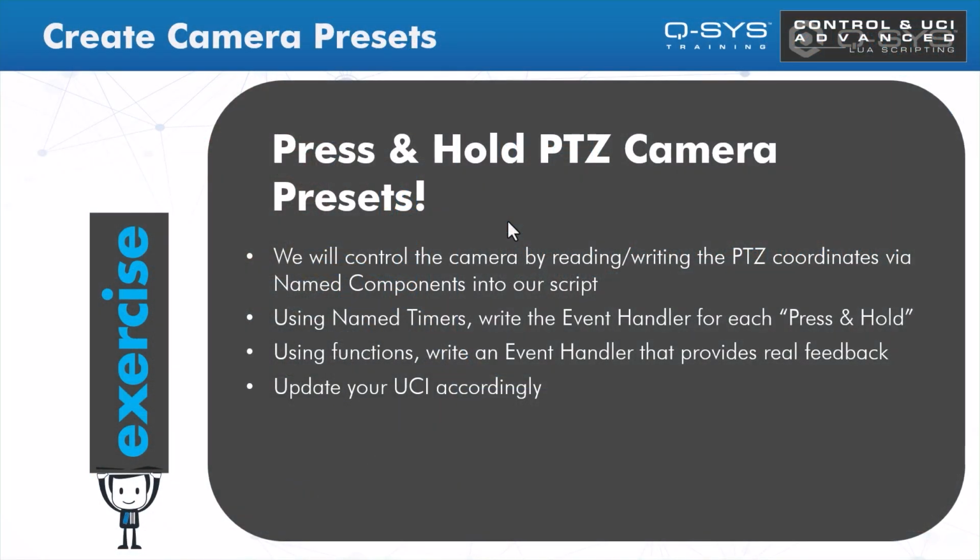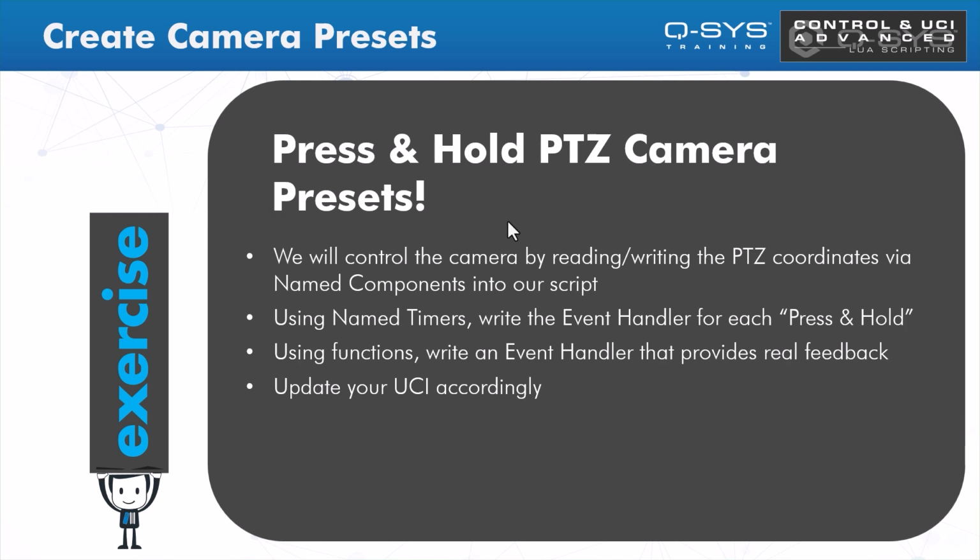So here we are. We will control the cameras by reading and writing the PTZ coordinates via named components. Of course we are. It's my favorite way. We're going to use named timers. We're going to write event handlers for each press and hold. And then we're going to use functions. Of course we are. And we're going to get real feedback. And of course, these things are going to go in the UCI.